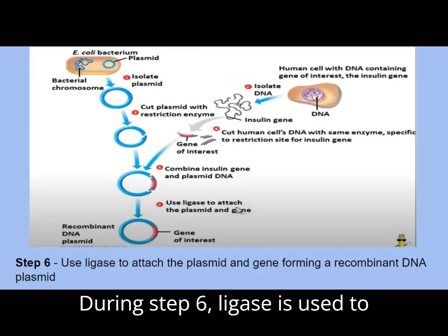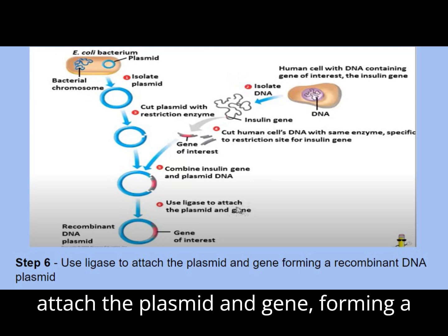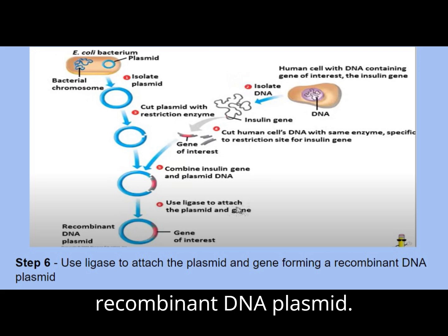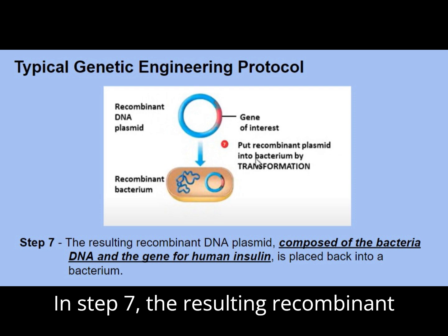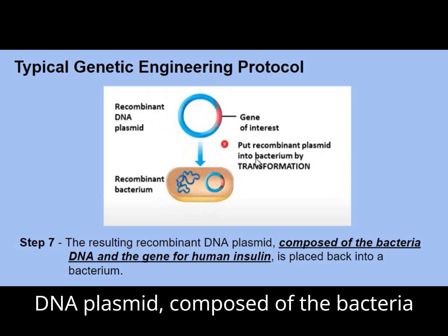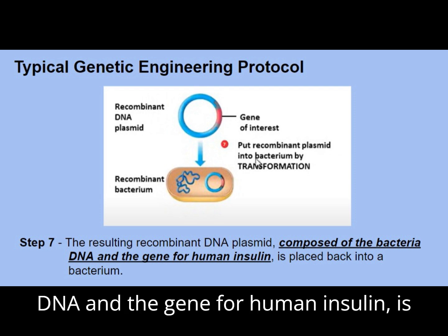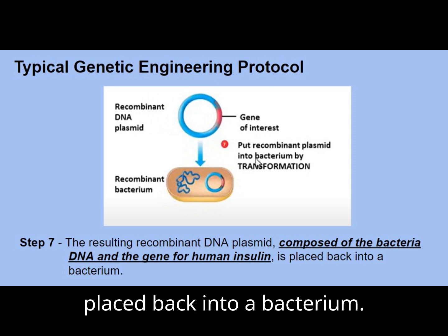During Step 6, ligase is used to attach the plasmid and gene, forming a recombinant DNA plasmid. In Step 7, the resulting recombinant DNA plasmid, composed of the bacteria DNA and the gene for human insulin, is placed back into a bacterium.